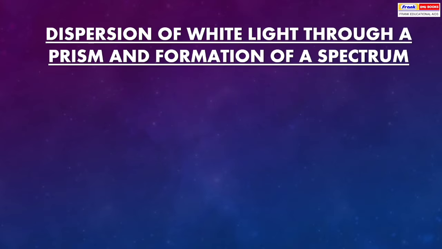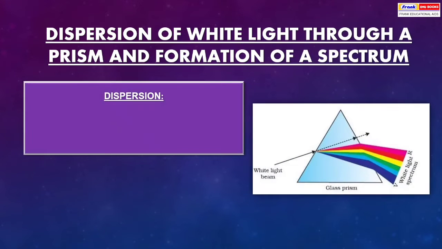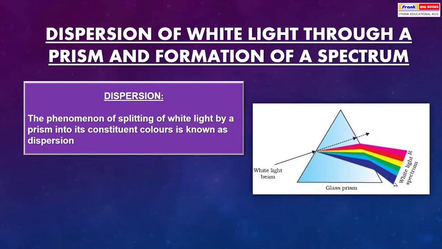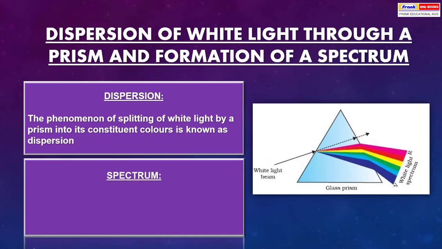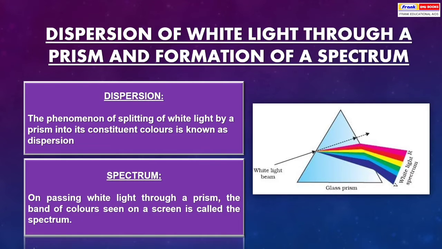Spectrum. Dispersion of white light through a prism and formation of a spectrum. Dispersion. The phenomenon of splitting of white light by a prism into its constituent colors is known as dispersion. Spectrum. On passing white light through a prism, the band of colors seen on a screen is called spectrum.